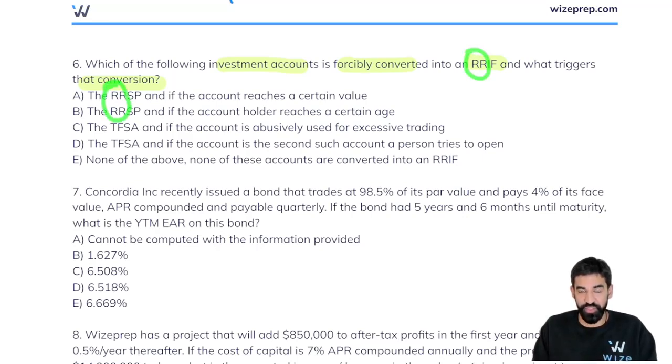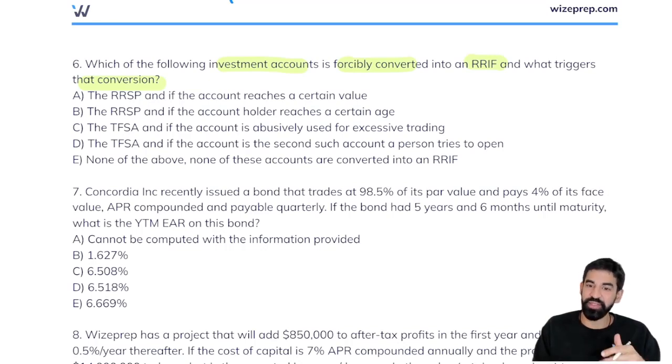RRSP is Registered Retirement Savings Plan, and RRIF is Registered Retirement Income Fund. So what's the difference? Well, throughout your career, you're putting money into your RSP, which you can reduce from your taxable income. But then at the retirement age, which is 65, or I think now they've increased to 67, at that age, you have to forcibly convert your RSP into an RRIF. And at that point, you can start withdrawing from that account. So you cannot reduce it from your taxable income anymore.